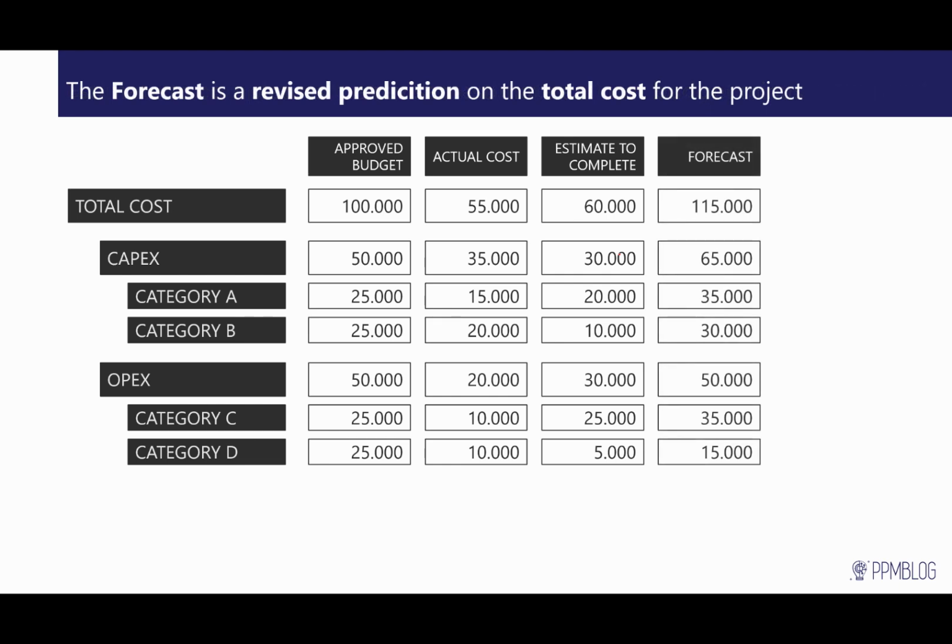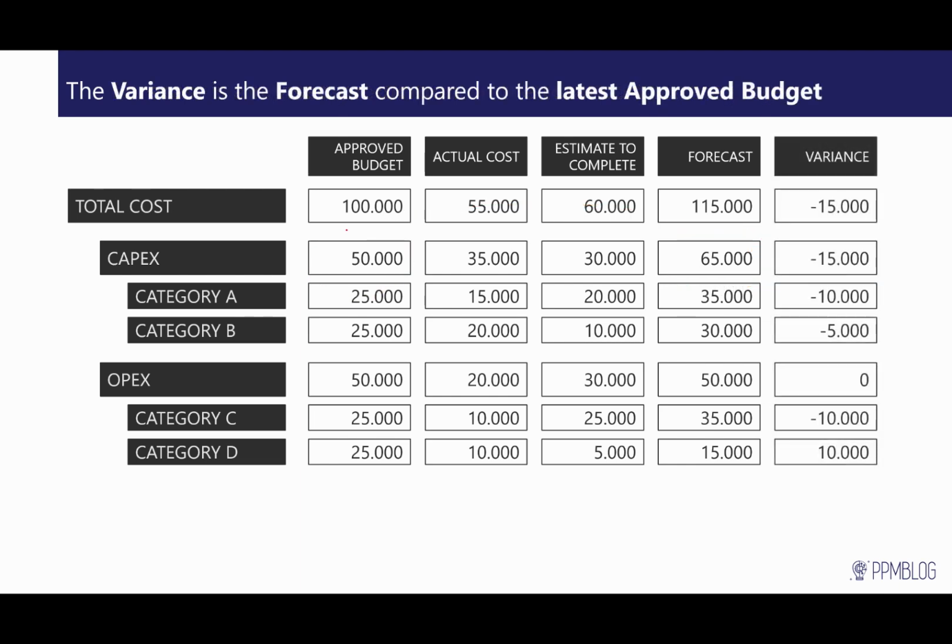Now, because we have a revised estimate to complete, or ETC, and the actual costs, we are able to combine those two and come up with what we call the forecast. And the forecast is then comparable to the approved budget, which gives you a variance of plus or minus for each cost item, and obviously also rolled up to the total cost variance. In this case, minus $15,000.